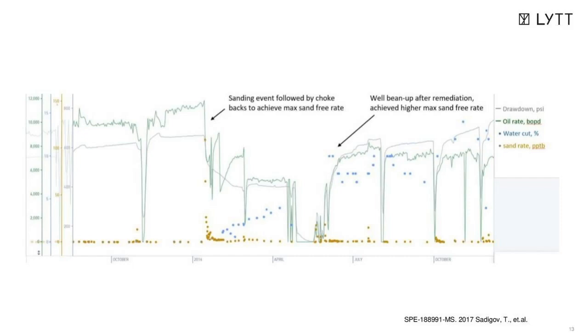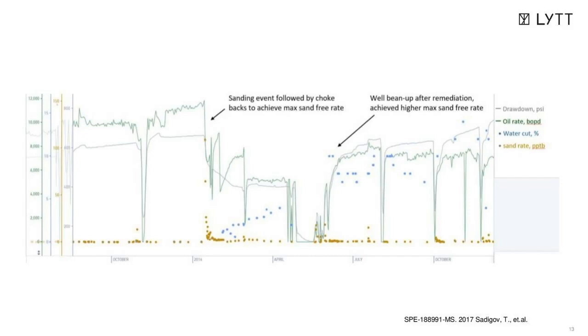So what you're seeing on the screen here is the oil rate before remediation. And the dots in yellow, those are sand detected at surface. So you have a sanding problem here. The well is choked back because of the sand problem. Then it's shut in, remediated, and then the well is opened again to a higher rate. Sand is significantly reduced, and oil production is increased.